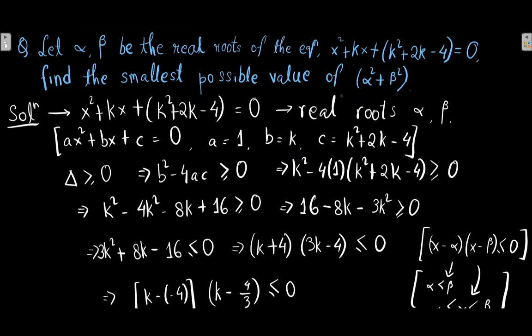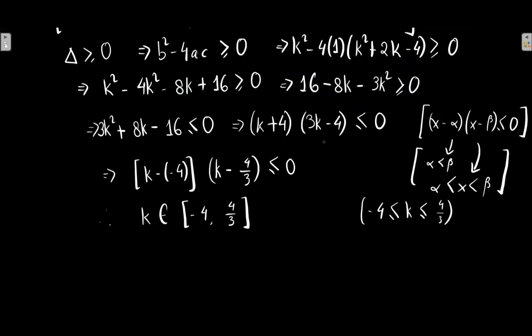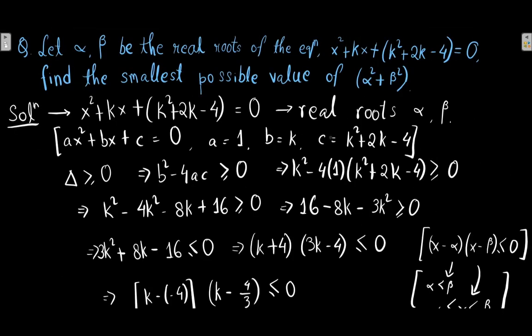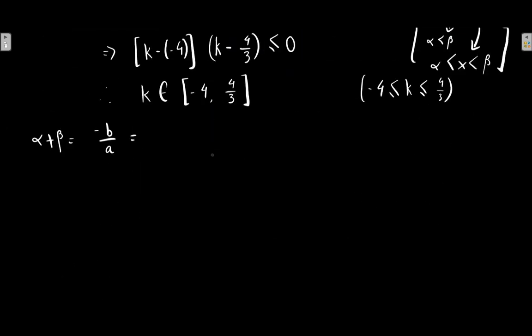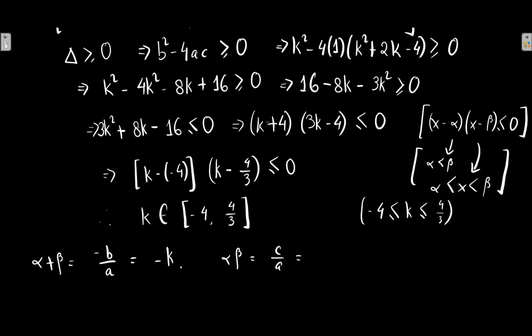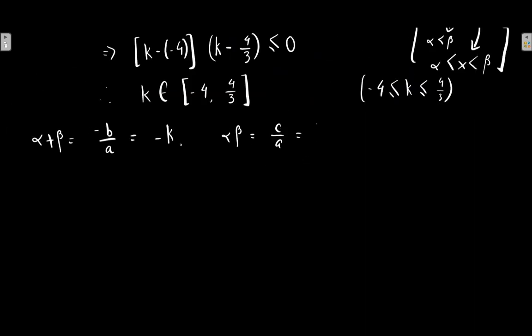Now let us find out the sum of roots and the product of roots, and we'll try to compute the value of alpha square plus beta square. Okay, so alpha plus beta will be minus b upon a, where b is k and a is 1, so it's minus k, and alpha beta will be c upon a, which is this constant term, k square plus 2k minus 4.